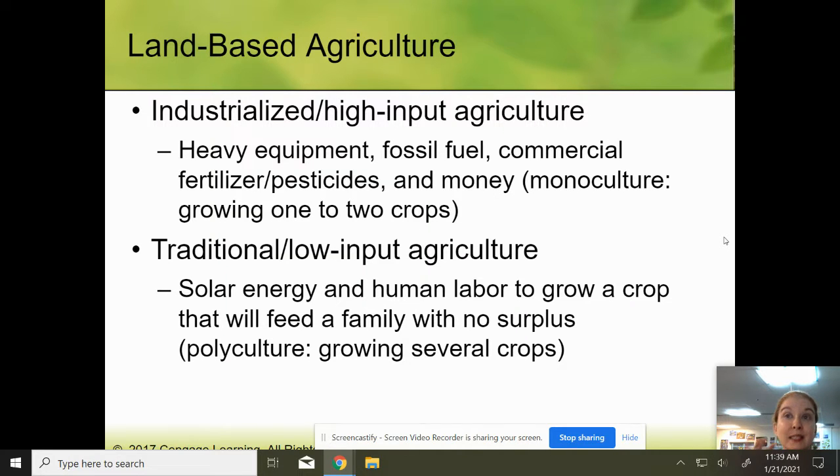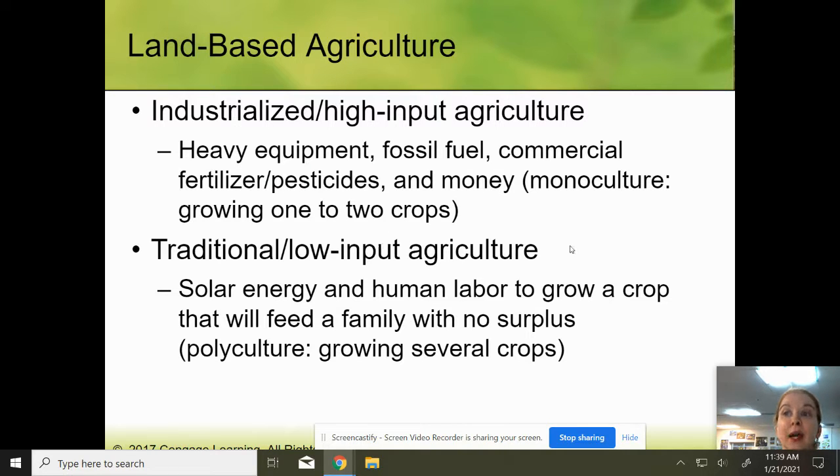We have land-based agriculture. We have 2 ways. We have this industrialized agriculture. This is very high input. So this is what you see on those industrialized farms. Very heavy equipment, uses a lot of fossil fuels, commercial fertilizer and pesticides, all inorganic, and it makes a lot of money. These tend to be your monocultures. You're growing 1 to 2 crops. This is what you see in most of Indiana. You see corn or you see soy. Those are the 2 main things that are being grown here.